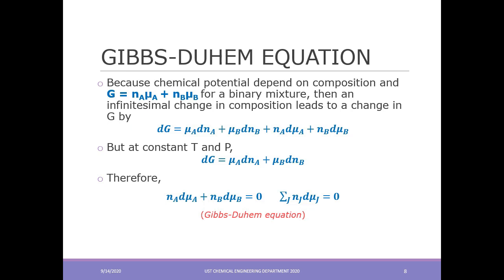This equation explains that the chemical potential of one component of a mixture cannot change independently of the chemical potential of the other components. For a binary mixture, if one chemical potential increases, this means that the chemical potential of the other component must decrease. With the Gibbs-Duhem equation, you will be able to know by how much the other component's chemical potential must change.